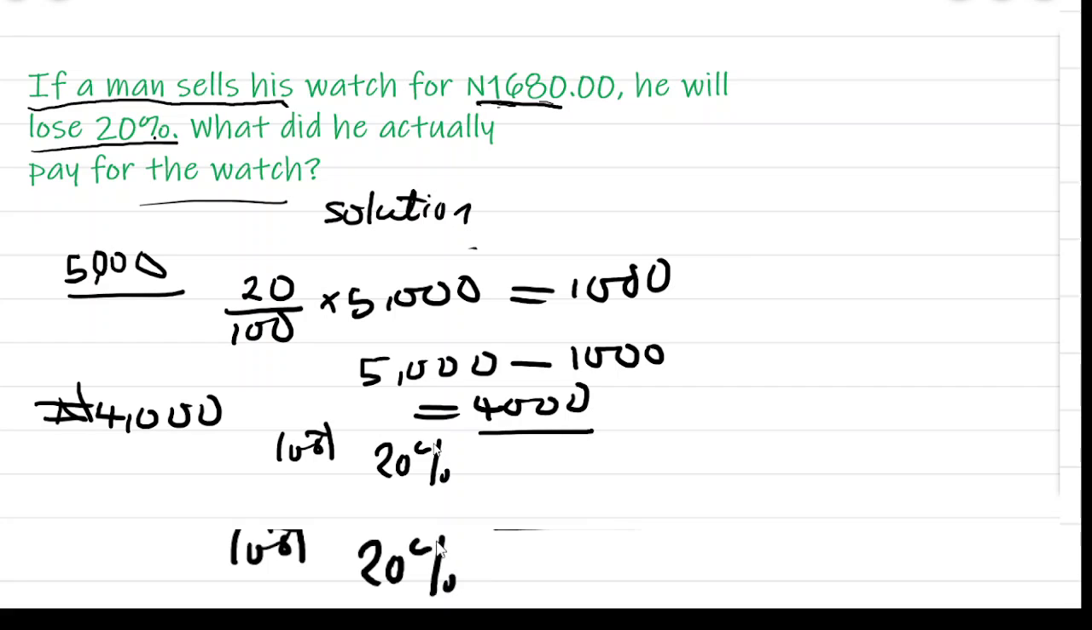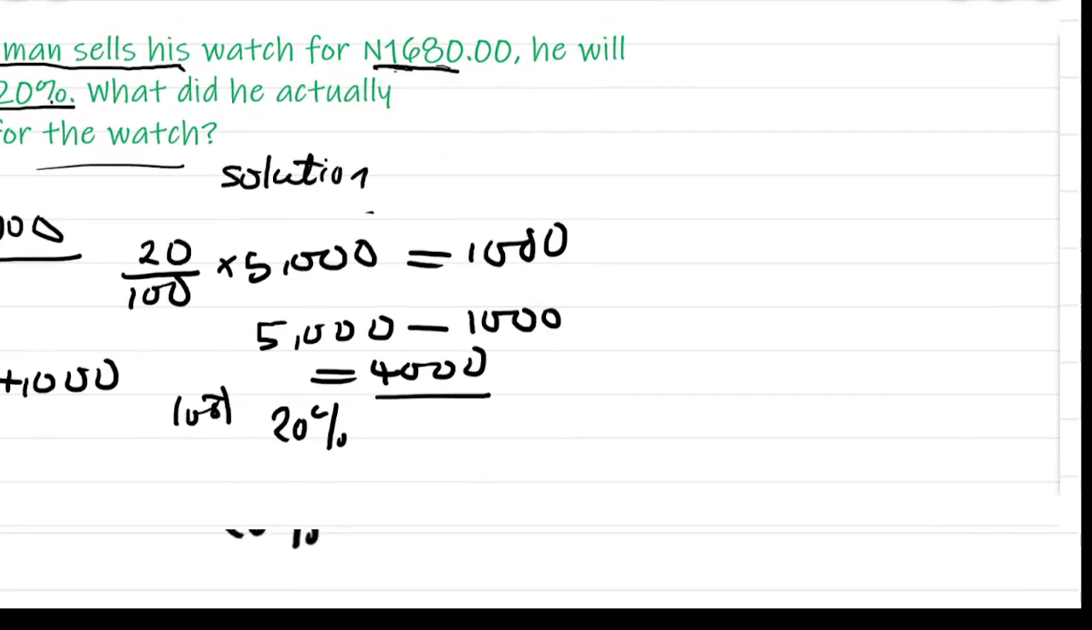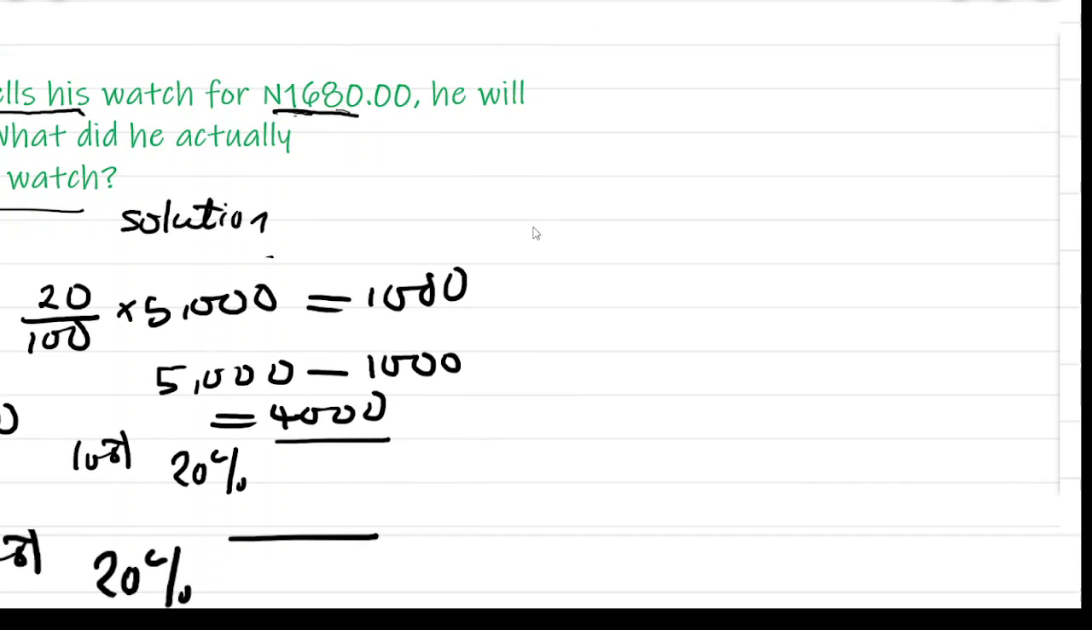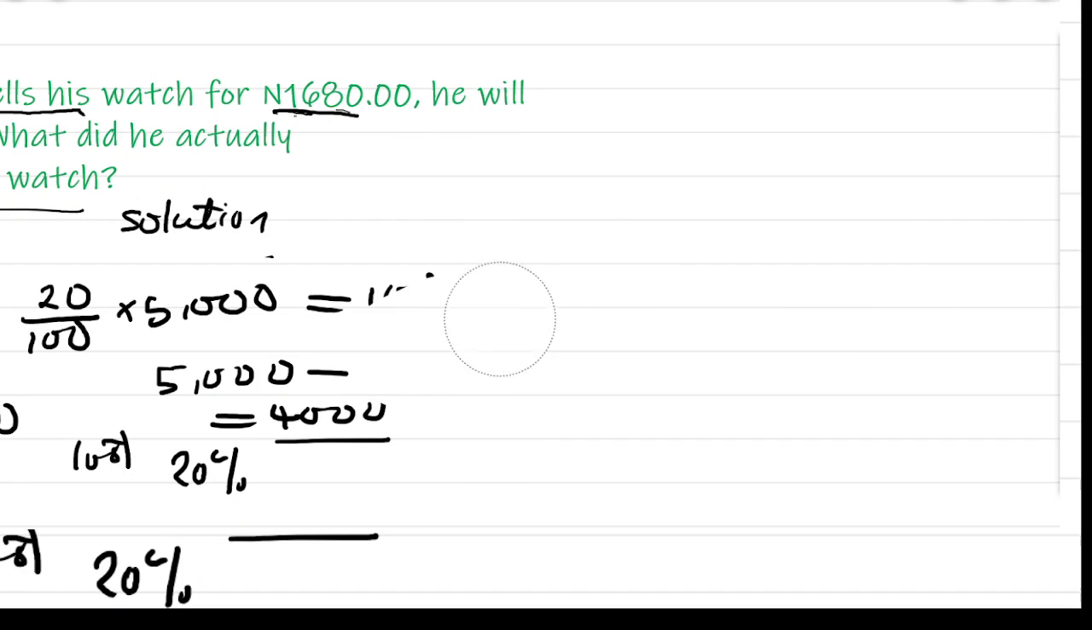What this is telling us is that from this 5,000, if we subtract 20% of our money, we will get 4,000, the amount we sold the watch. This idea is going to be very useful to us when we are solving the problem, and you will see in a minute why I say so.